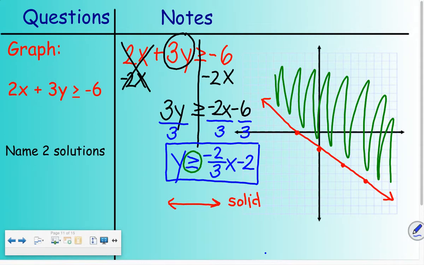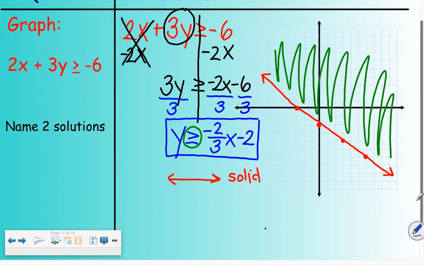And then I need to name two solutions. So solutions are any ordered pairs that fall in the shaded area, because every single ordered pair that is in the shaded region is considered a solution. So for example, 3, 2, right here, that would be one solution. Another solution could be negative 1, 1. Really, you could list tons and tons of different ordered pairs that would all be solutions. I just picked 2 that fall in my green shaded area.